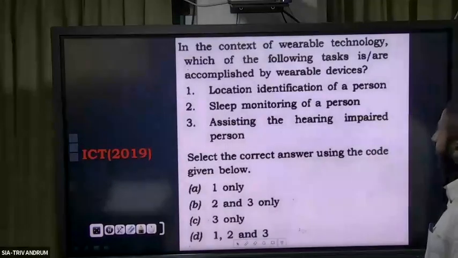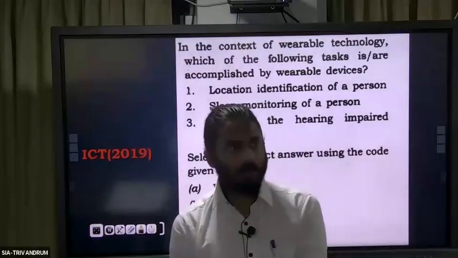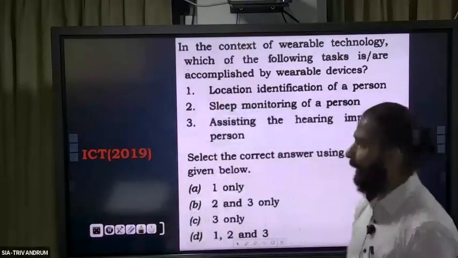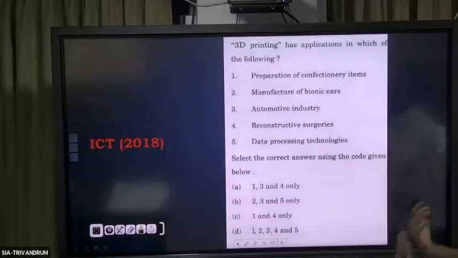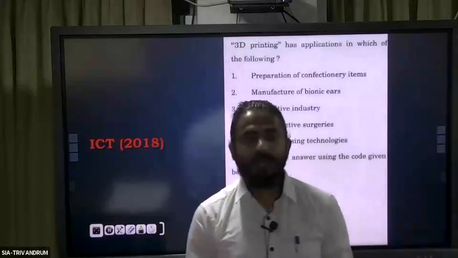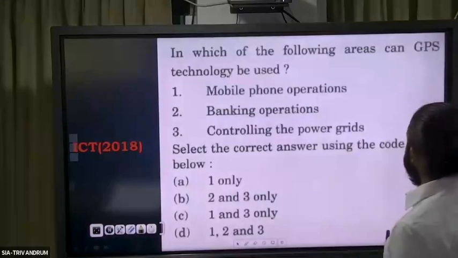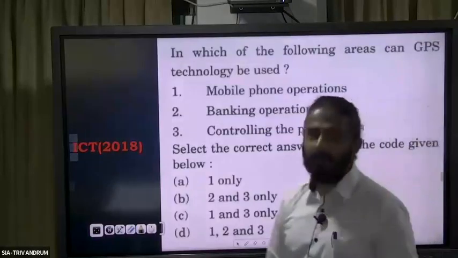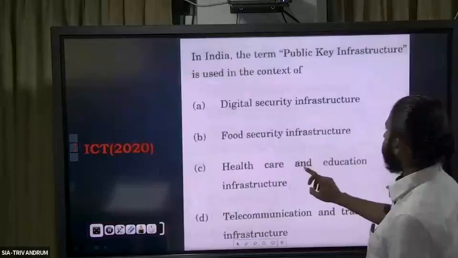Then in 2019 they asked about the applications of wearable devices. So we all use wearable devices, smart gadgets. So what are the applications or where all it can be used? 3D printing, applications of 3D printing, where all we can use. It was asked in 2018. Then GPS, where all GPS can be used. So this was asked in 2018, applications of GPS.